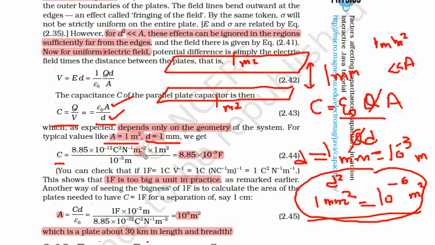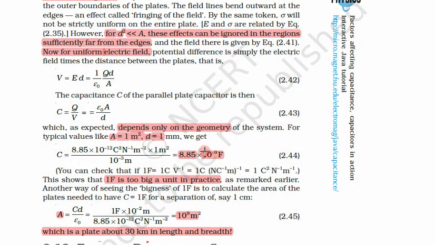So now calculating this, 10 to the power minus 12, so just cancel this out. There are only 9 powers remaining. So 8.85 into 10 to the power minus 9 farad. So even if you take this much big capacitor which has a plate size of 1 meter square and distance between them is 1 millimeter, the capacitance is in nanofarads.